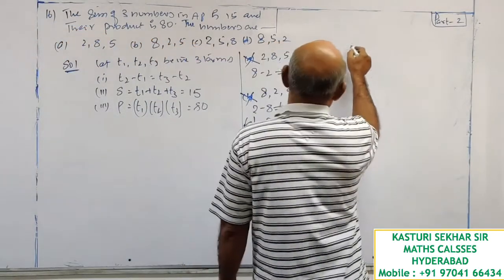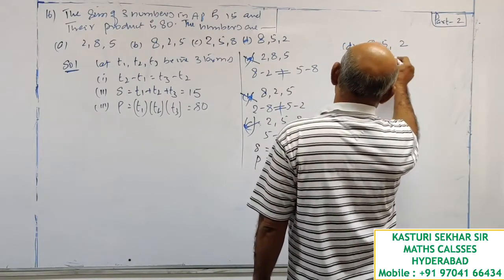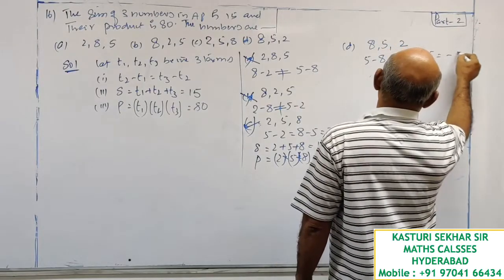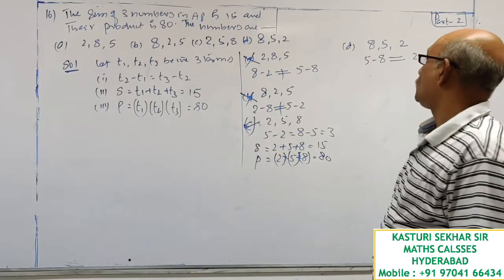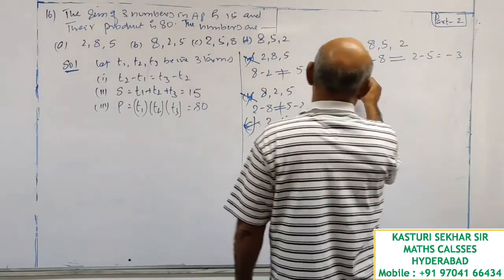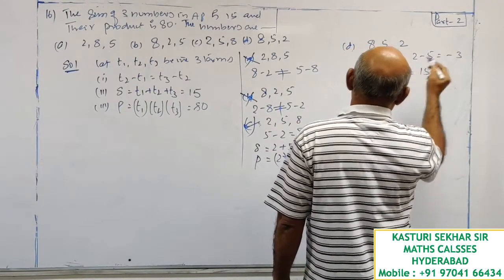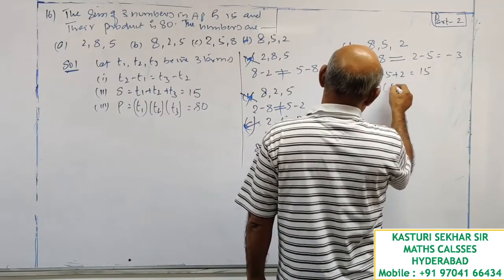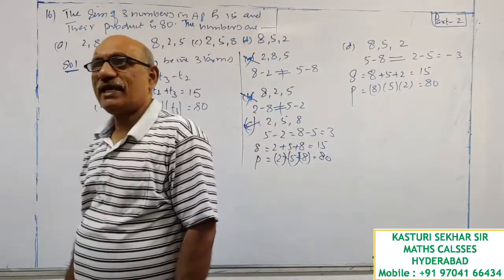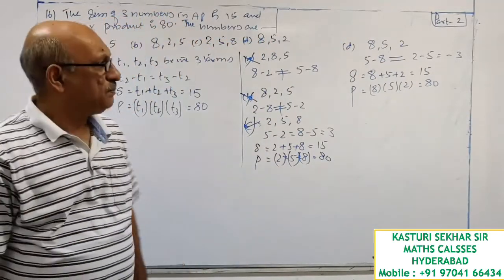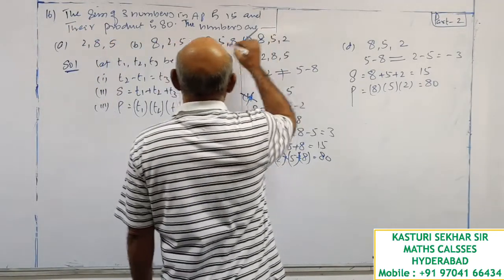Let's go for option D also. 8, 5, 2. 5 minus 8 is equal to 2 minus 5. This is minus 3. Common difference is same. So these are in arithmetic progression. S is equal to 8 plus 5 plus 2, 15. Product is equal to 8 into 5 into 2, 80. Option D also satisfied all the conditions. Therefore, option D also is an answer to the given question.